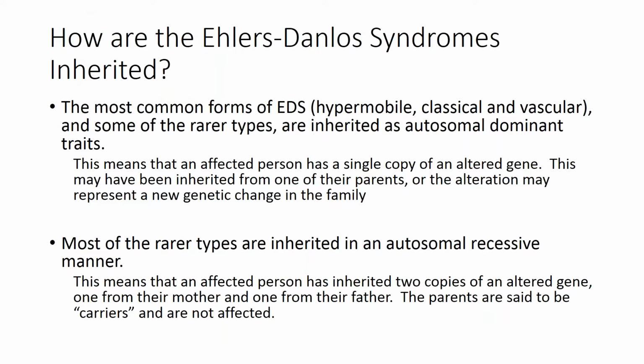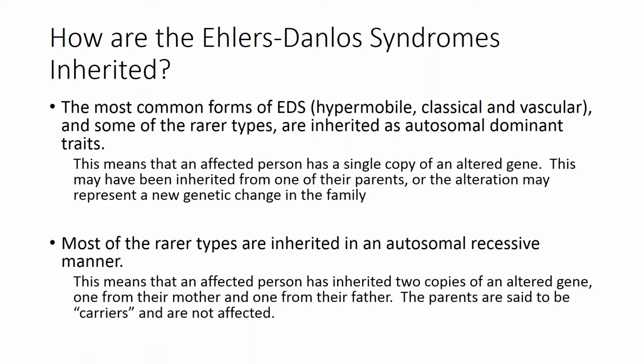Now we'll think about how the Ehlers-Danlos syndromes are inherited, and this is very basic genetics, and many of you may be familiar with this material, so forgive me if I'm covering information that you already know. The most common forms of Ehlers-Danlos syndrome, which are the hypermobile type, the classical type, and the vascular type, as well as some of the rarer types, are inherited as autosomal dominant traits.